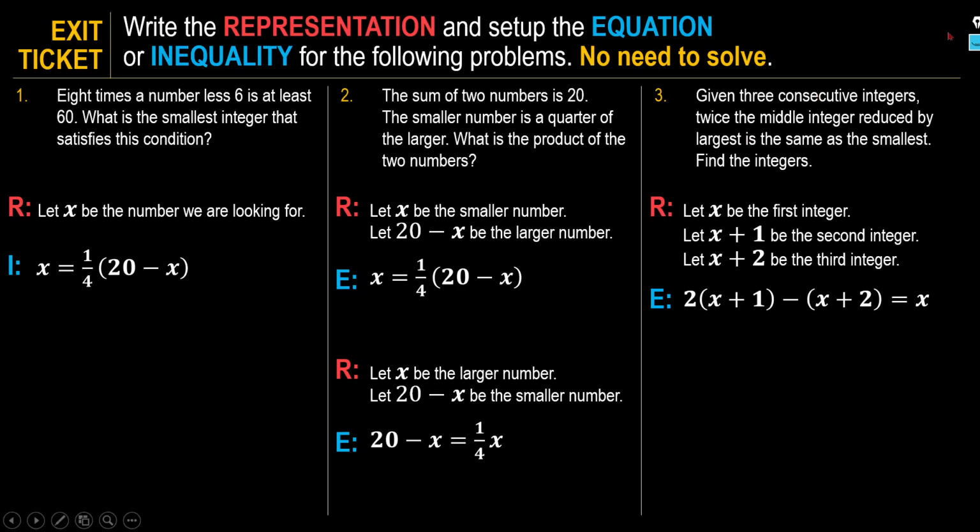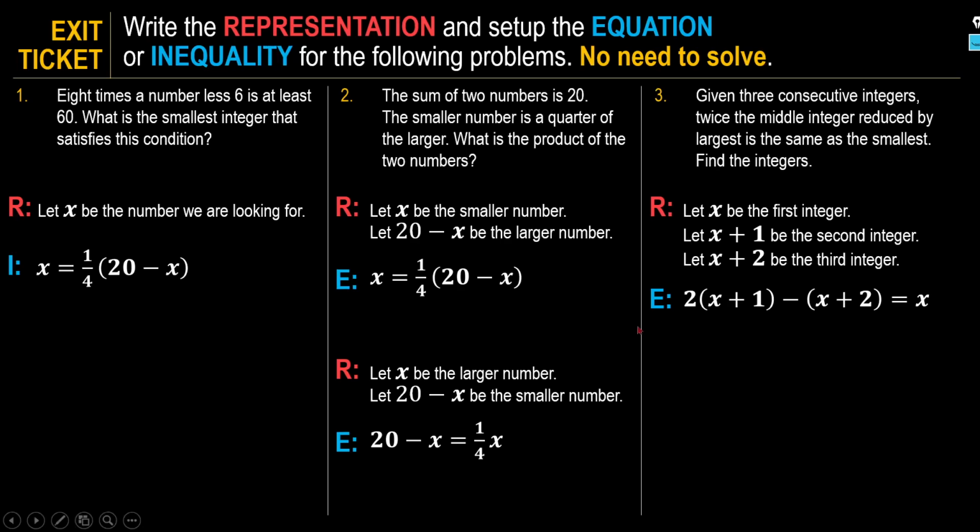Also, look at number 3 here. Kapag sinolve nyo yung equation na yan, 2 times the quantity x plus 1 minus the quantity x plus 2 equals x. Did you try to solve that? You should notice something. What kind of an equation is that in number 3? And what does it say about the conditions in the problem? Sa inyo na yan. That's a thinking question.